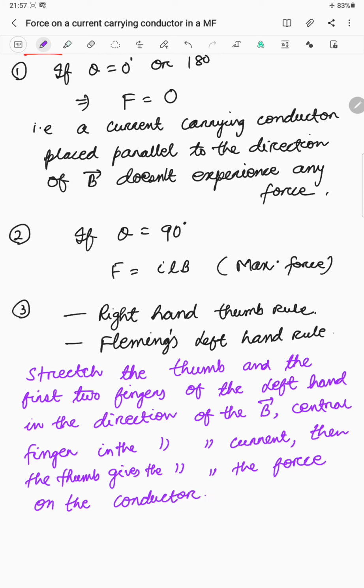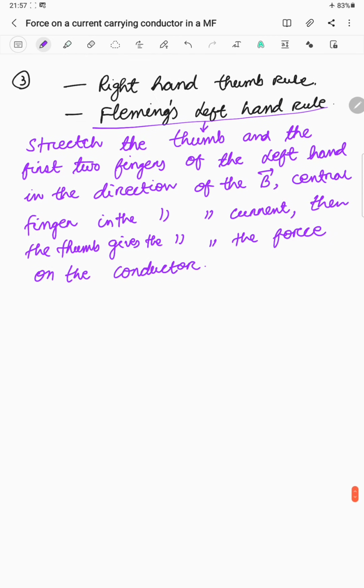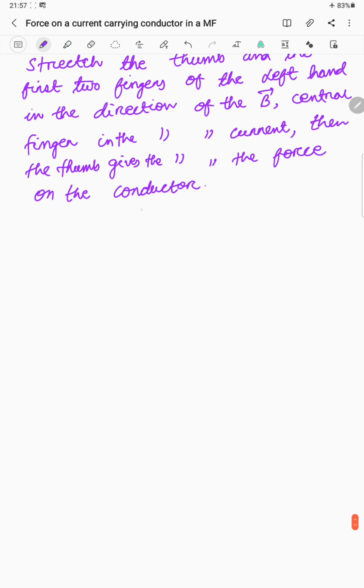This comes for 1 mark. So this is your Fleming's left hand rule. Followed? This is the definition of your Fleming's left hand rule. Now, once you have understood the force experienced by the conductor, let us do some questions which will enhance your ability to find out the direction. So let us go for some questions.